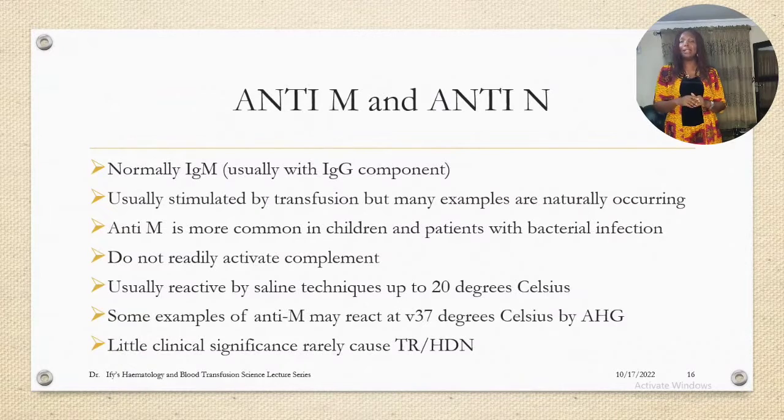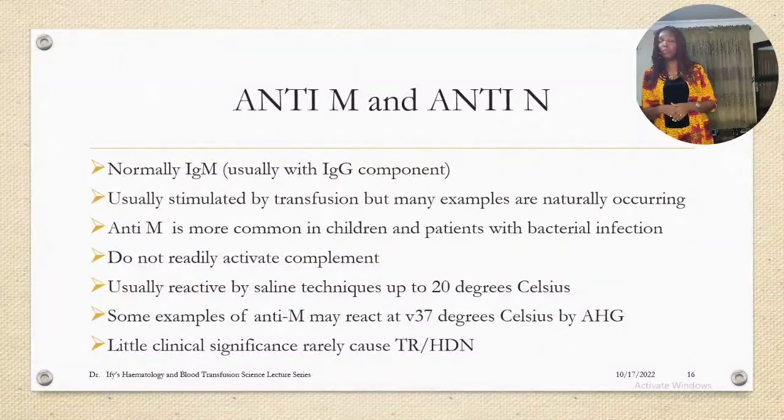Anti-M and anti-N are normally IgM in nature. They can have an IgG component, but normally they are IgM. They can react at room temperature. They are usually stimulated by transfusion, but many examples are naturally occurring. Anti-M is more common in children and patients with bacterial infection.